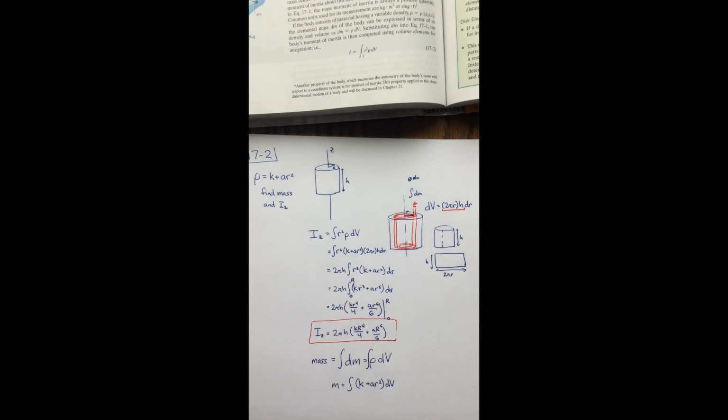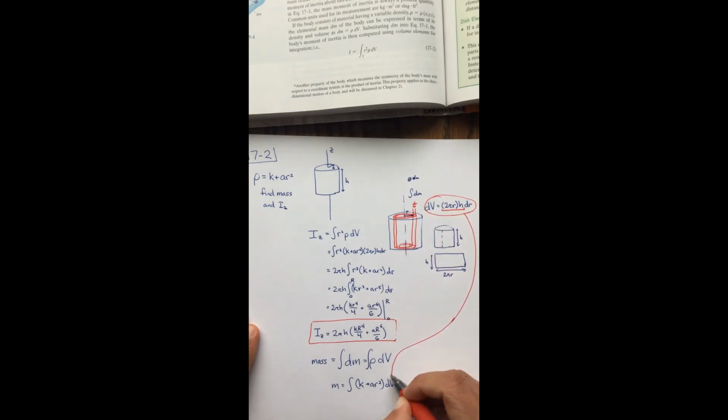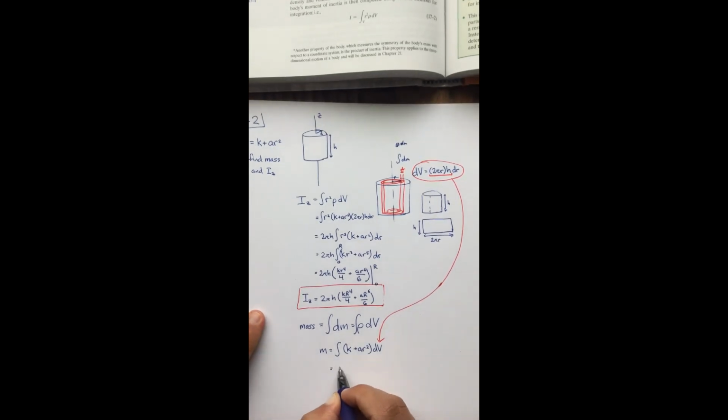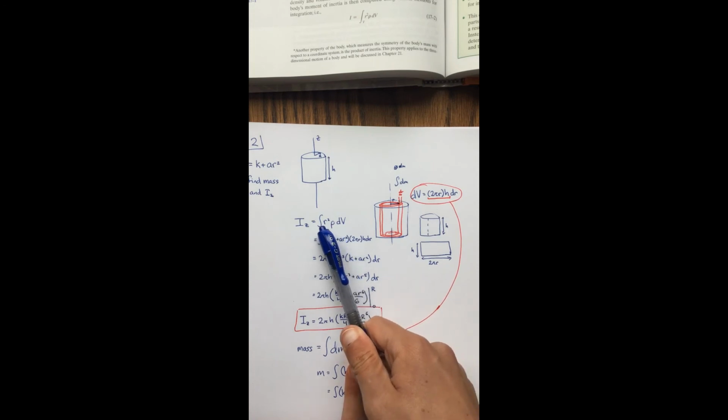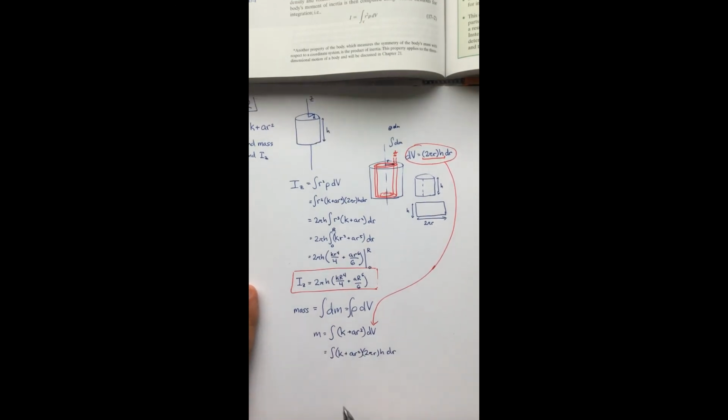Okay, and to do the integral, we're going to use the shell element method, and so we're going to replace dv in this integral by what we have up here. So we're going to use this again. Now, you don't have to do it this way, but it just makes the problem easier to use the shell element. So we have k plus ar squared times dv, which is 2 pi r times h times dr. The difference between what we have here and what we did to find the moment of inertia is that for the moment of inertia we had an r squared here, and for the mass we do not. Okay, so other than that, everything's pretty much the same.